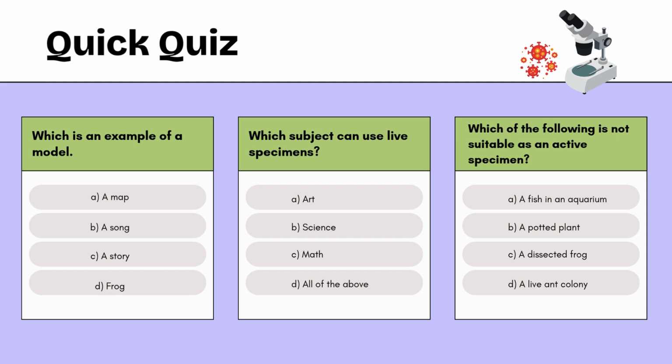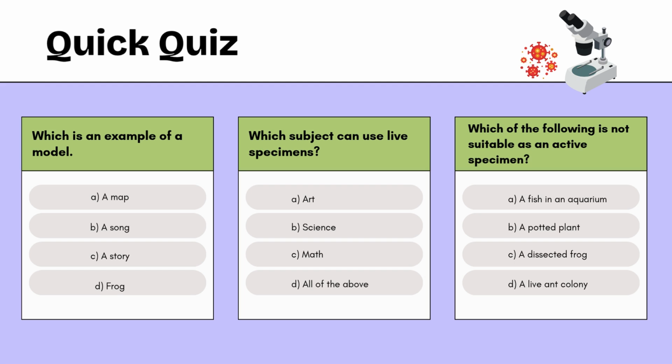Time's up. The answer is A, a map. Well done if you got it right. Question 2. Which subject can use live specimens? Art, science, math, all of the above. Okay, the answer is all of the above.